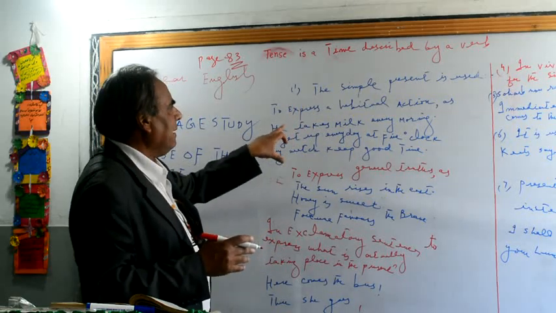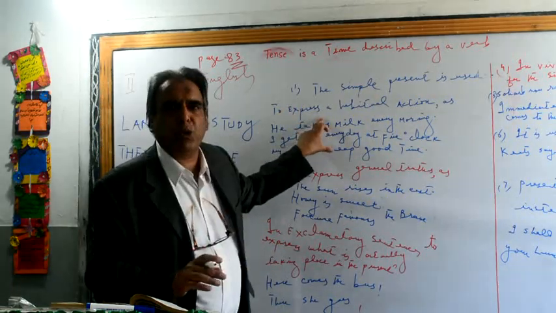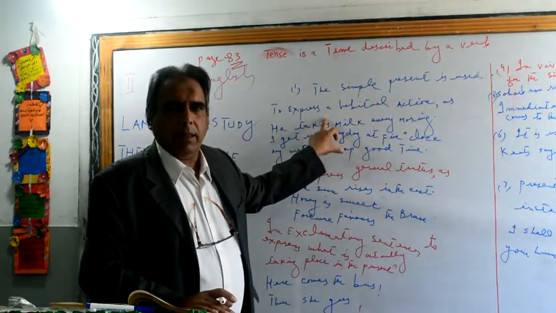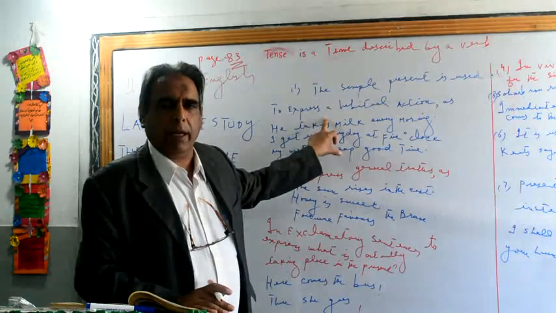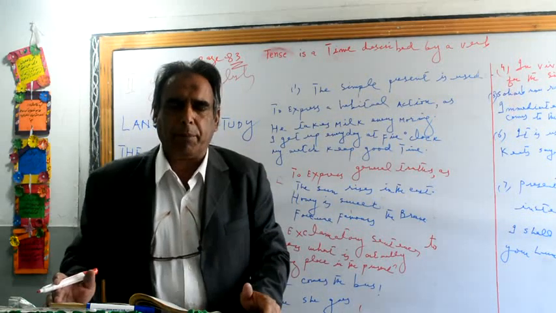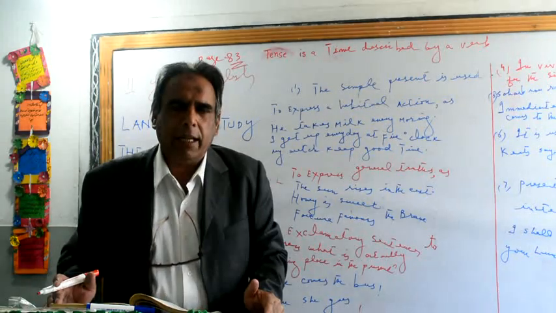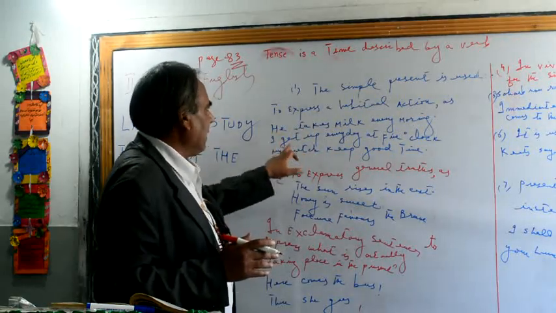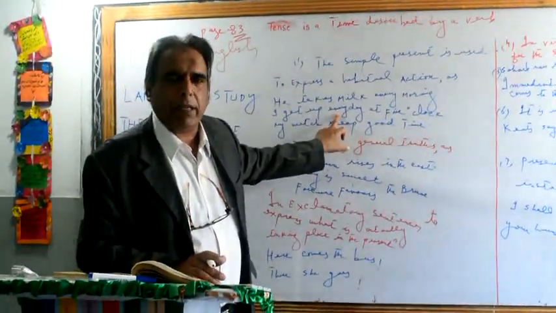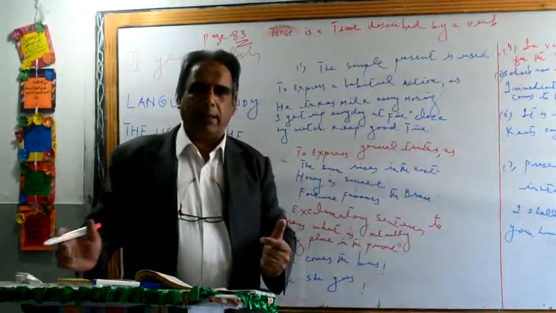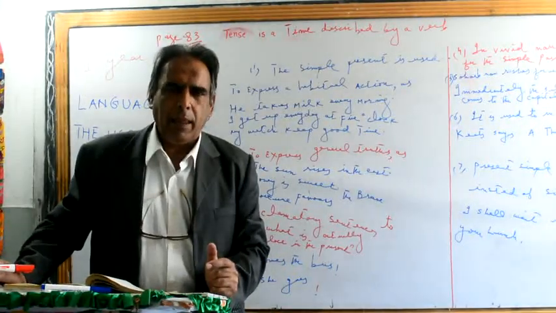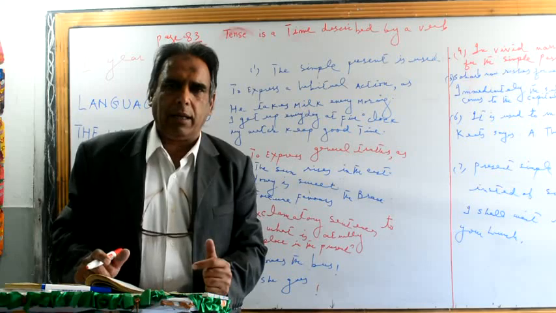The simple present tense is used to express a habitual action, like the action which we perform as a habit. Like we get up in the morning, we go to prayer, we take breakfast. He takes milk every morning. Like a person gets up in the morning and in his breakfast he takes milk. The second example is, I get up every day at 5 o'clock, and then you can add, I go to mosque, I offer my prayer, I recite Holy Quran, and after that I come back and I take a glass of milk.